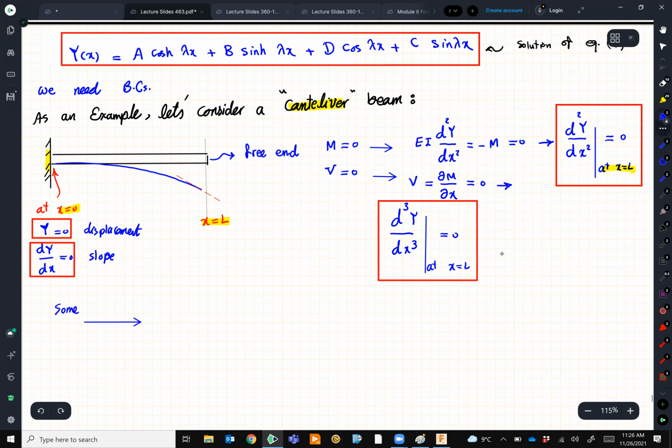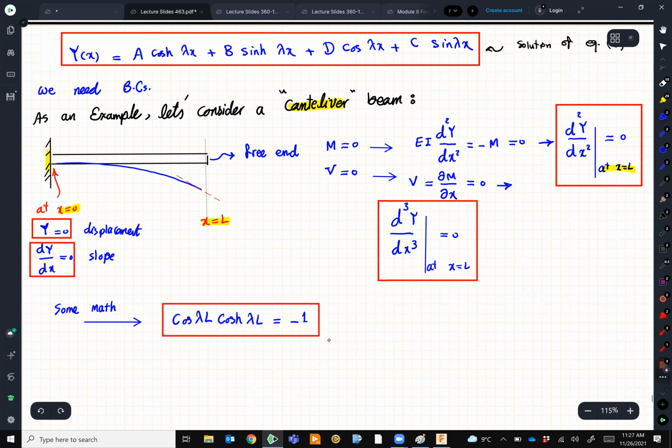So, some math. We will find, I did the math before, cosine lambda L multiplied by cosine hyperbolic of lambda L equal to -1. You can try it on your own. It's easy. It's just a lot of pain. Taking the derivative, substituting this value, simplifying these things. After some math, you will get to this equation. So I know L, and I'm looking for this lambda. So I need to solve this equation, but it does not look like a simple equation to solve. I try to solve it, but it's not possible.